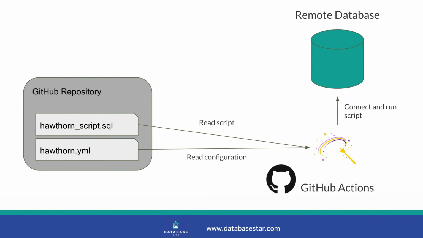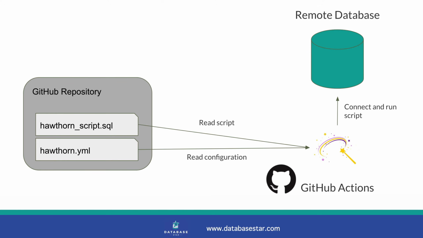The way we are going to automate this step is to use a tool called GitHub Actions. This is a type of continuous integration tool, and there are many others available. I've chosen to use GitHub Actions as it's popular and it's easy to start with. We want to get GitHub Actions to automatically run our Hawthorne SQL script on our remote database, which is on Amazon RDS. GitHub Actions does this by reading a configuration file that exists in a specific folder in our repository.